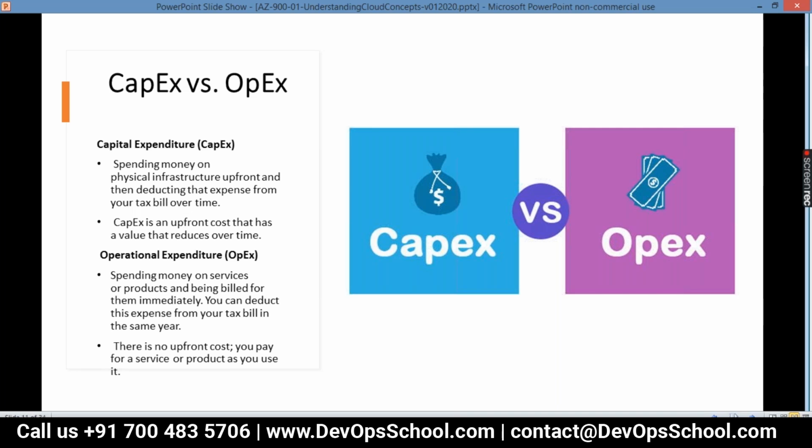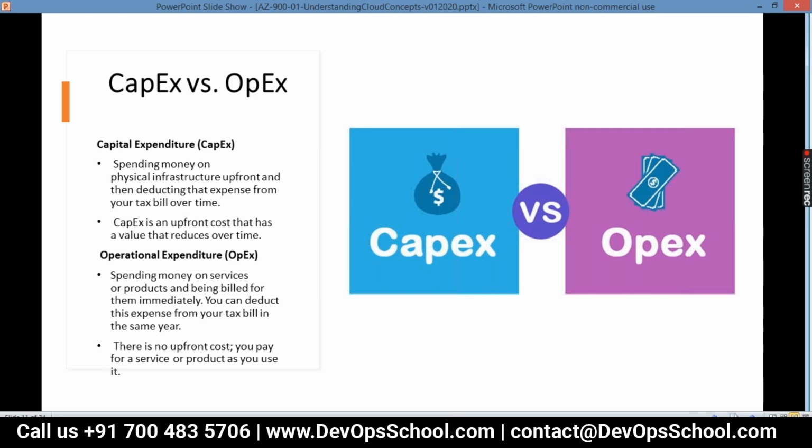Whenever you are going to create any VM in the cloud, if you are going to use it, then they will charge you, right? If you are not going to use it, then they will not charge you that much. That is minimal, whatever the rental is, it is very minimal. You can say that it is negligible.